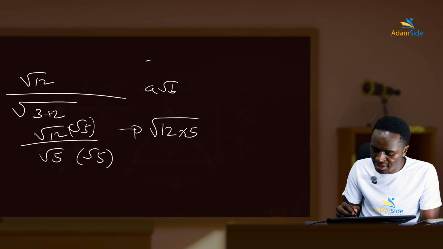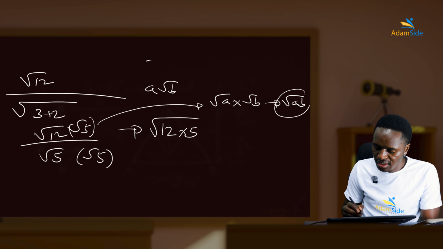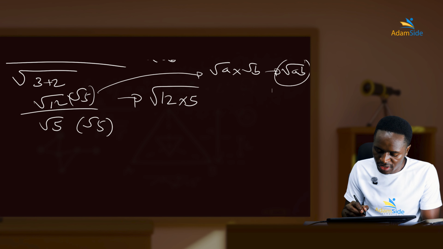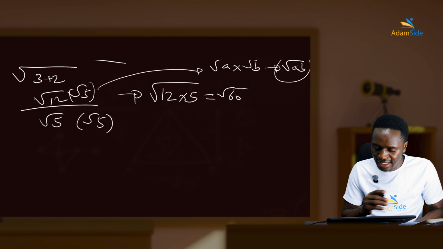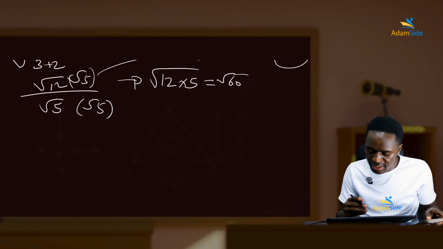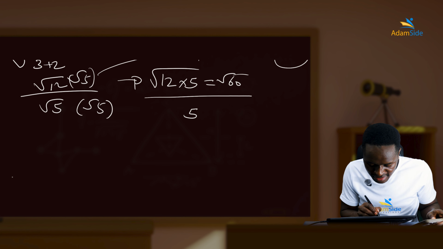Because when you multiply, remember that there is a law here. When you say root a times root b, this is the same as root ab. Don't forget this law. So the same here, root 12 times root 5, we just say square root of 60. And at the denominator, we only have 5. So our answer is root 60 divided by 5.